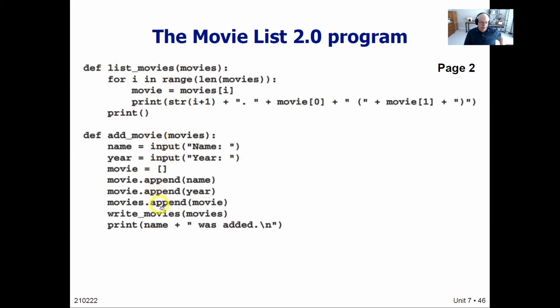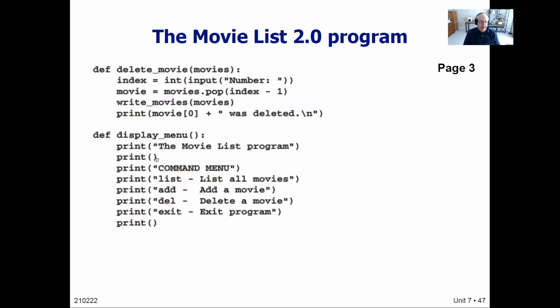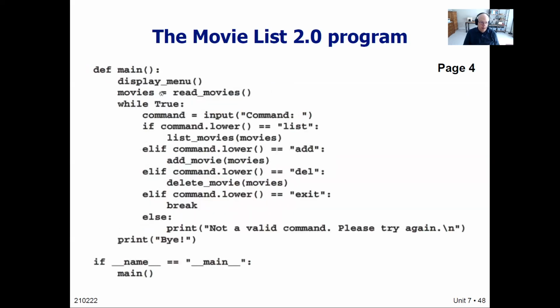Add movies is dealing with lists, just like we did last week. We saw this code, and deleting movies, because all this is in RAM. It's the same as what we were doing last week. It's nothing to do with the hard drive at this point. So all this is in memory. And here's our menu system, and that's in memory. And then here's our main.